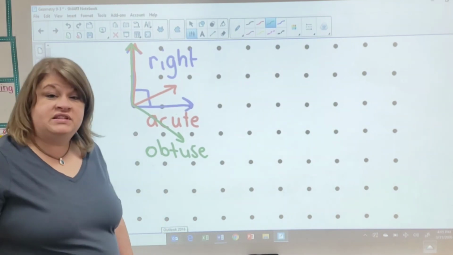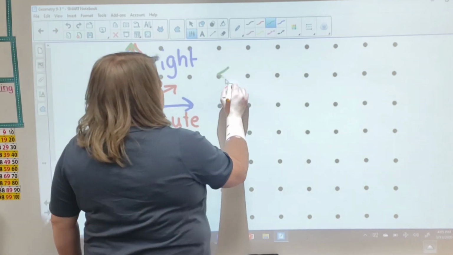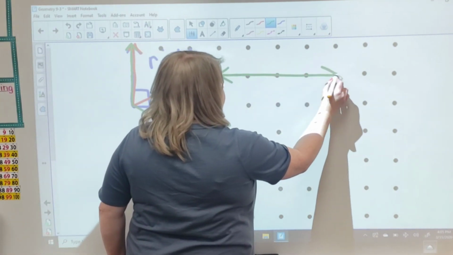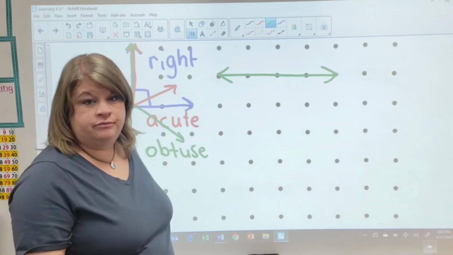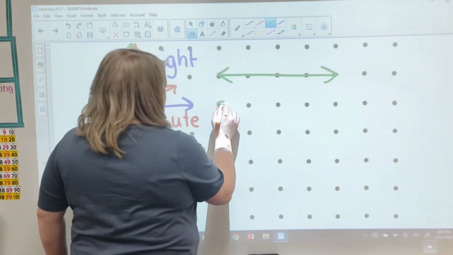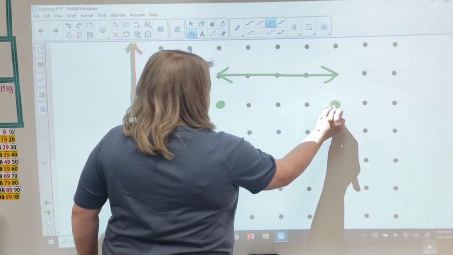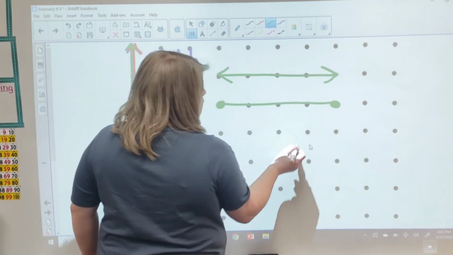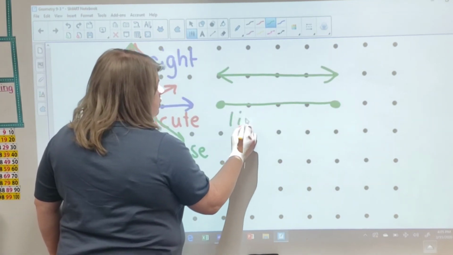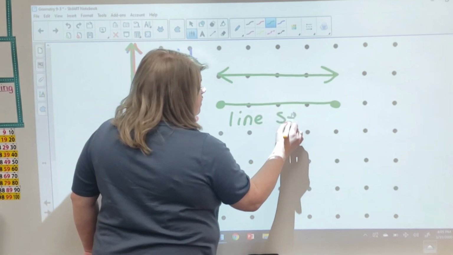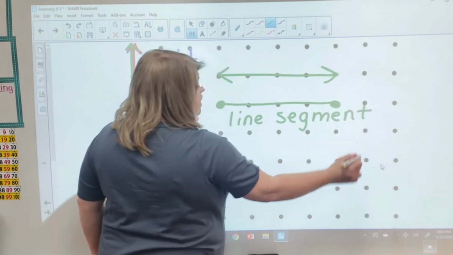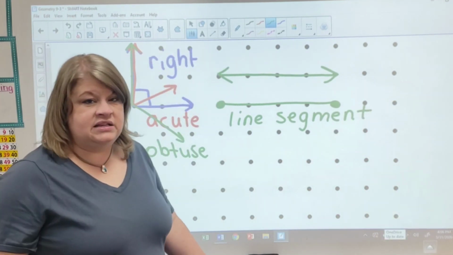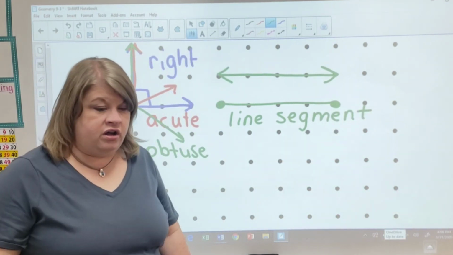Let's review now the types of lines. First of all, a regular line can go forever in either direction. We say this is a line. What happens if I have endpoints? What do I call this? This is called a line segment. Look at that word segment. S-E-G-M-E-N-T, segment. It's a part of it.